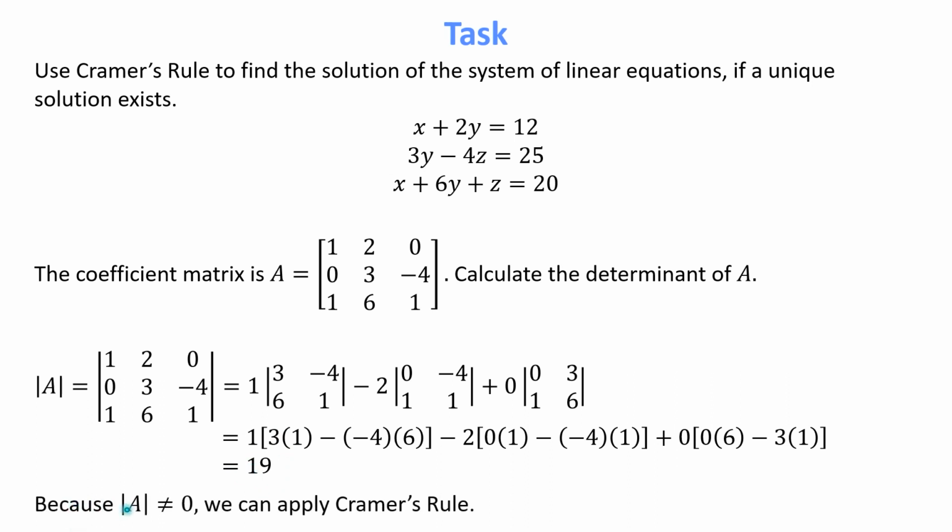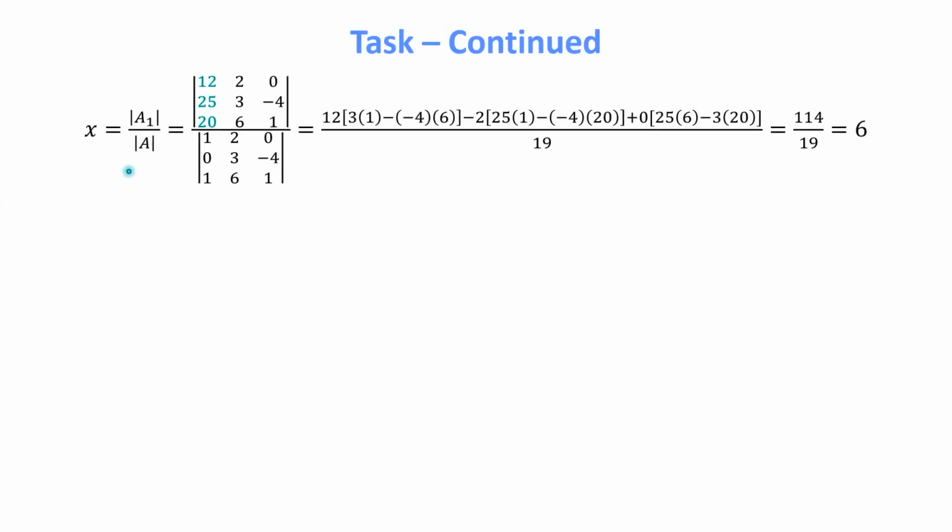Now, because the determinant of the matrix A is non-zero, we can apply Cramer's rule. And before going on to the next slide, which is a continuation of this question, let's look at these terms here, 12, 25, 20. These constant terms are what we're going to replace the columns of our coefficient matrix A with. So please make a note of 12, 25, 20 as we continue with the solution of the task. So now applying Cramer's rule, we find that x equals 6.